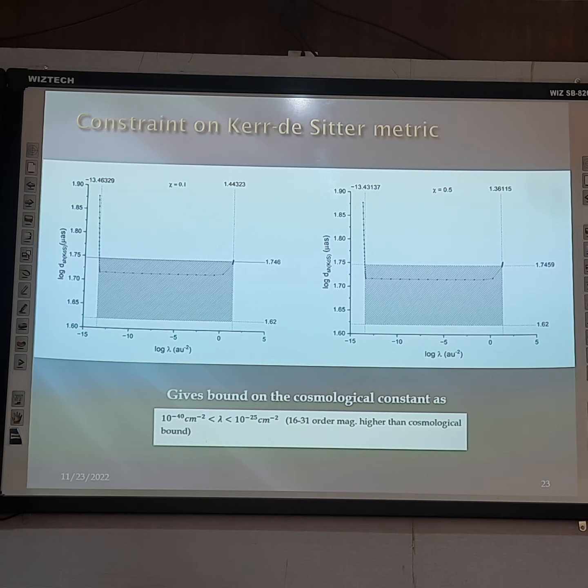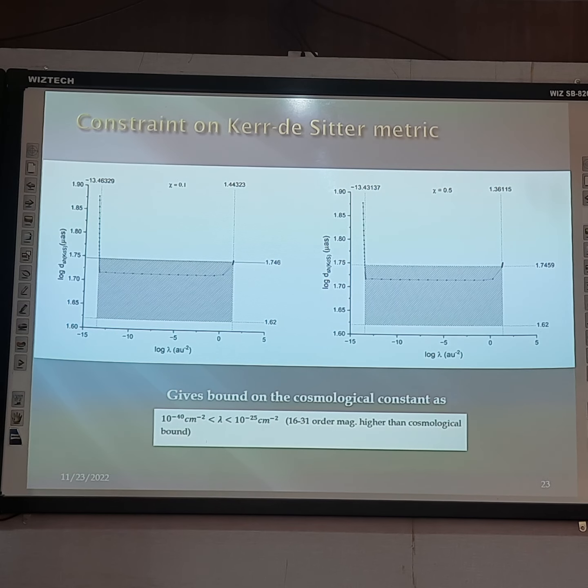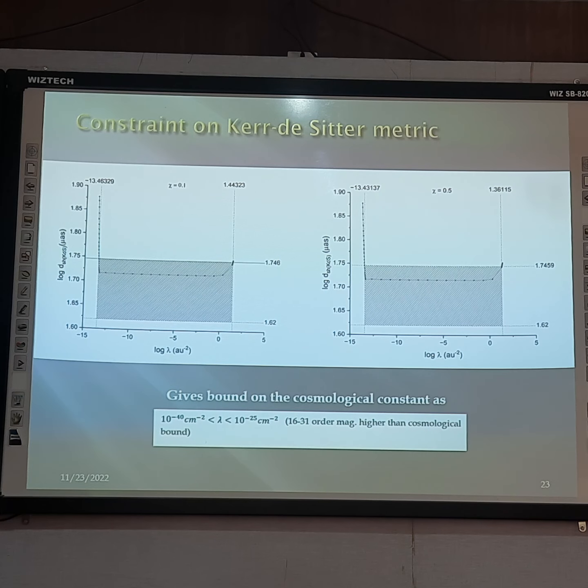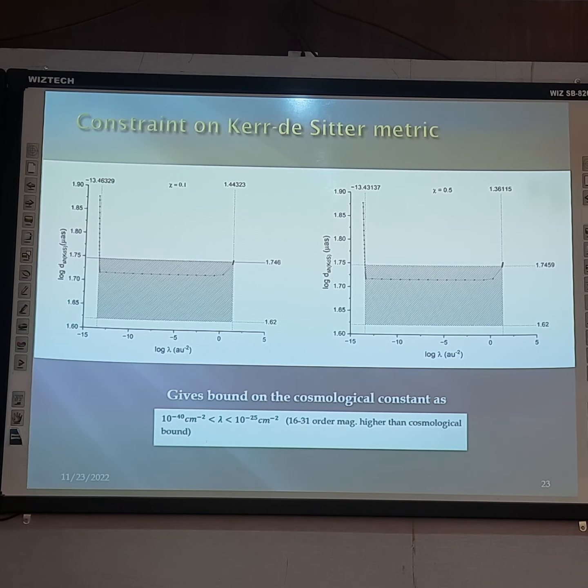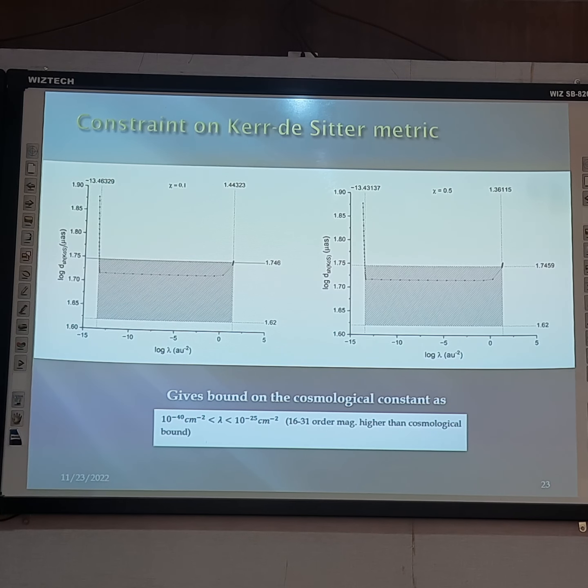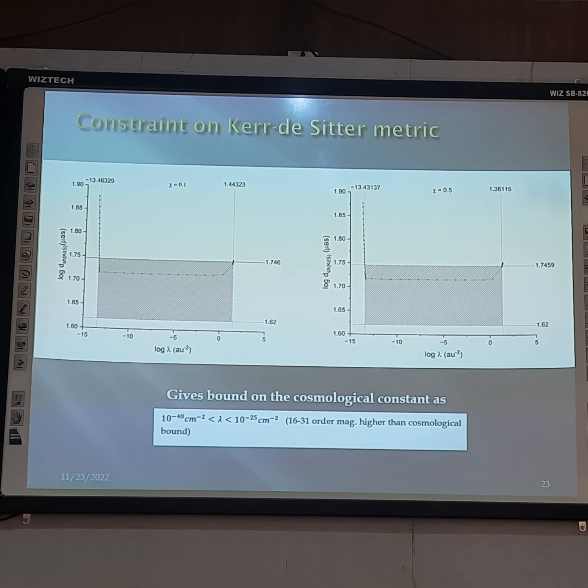But one surprising thing is that this bound found for the Kerr-de Sitter metric is something like 16 to 31 orders of magnitude higher than the cosmological bound, because the cosmological measurements of the lambda parameter, which may be a candidate of dark energy, have found it to be 10 to the power minus 56 centimeter inverse square. So we are trying to understand why this lambda term is so big if we give a bound near a particular black hole. One conclusion can be that the cosmological constant that appears in black hole physics is something different from the lambda term that Einstein proposed, or maybe the dark energy candidate. So we have to disentangle these two things.